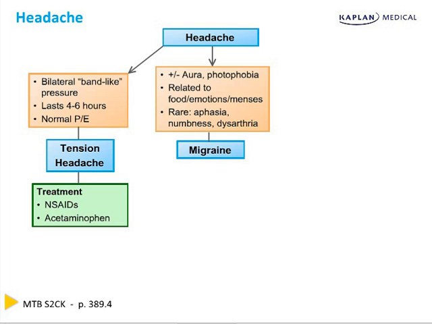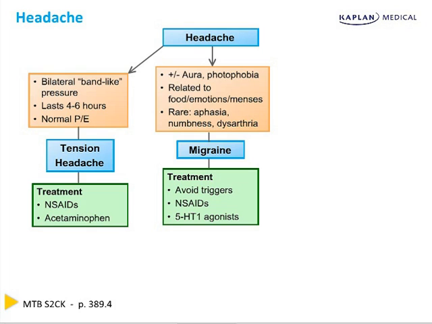Now, very rarely a migraine headache will be associated with a focal neurologic deficit if the vasospasm of the cerebral vessels is so severe that it actually provokes a stroke. In these patients, besides avoiding triggers and using nonsteroidals, sumatriptan, zolmitriptan, and all the other 5-hydroxytryptamine agonists are extremely good at aborting the headache.